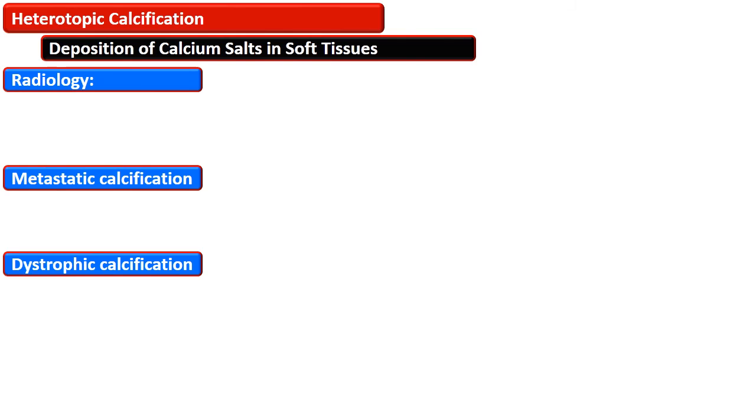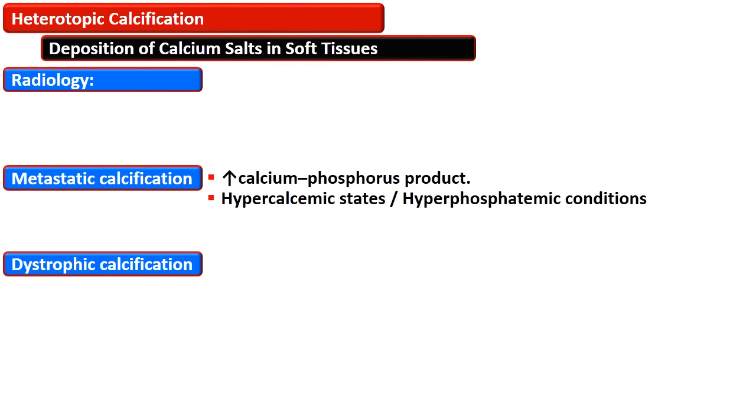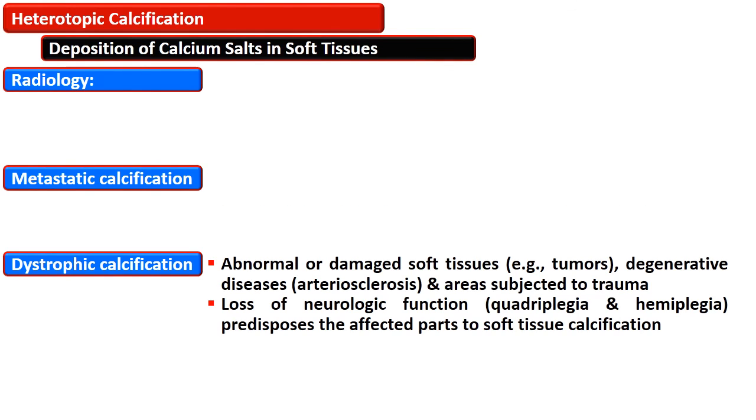It occurs by two patterns. One is the metastatic calcification, another is dystrophic calcification. The metastatic calcification occurs in hypercalcemic state and hyperphosphatemic condition when there is increased calcium phosphate product. The dystrophic calcification is seen in abnormal or damaged soft tissue such as tumor, degenerative disease such as arteriosclerosis, and areas subjected to trauma. The loss of neurological function such as quadriplegia and hemiplegia predispose the affected part to soft tissue calcification.